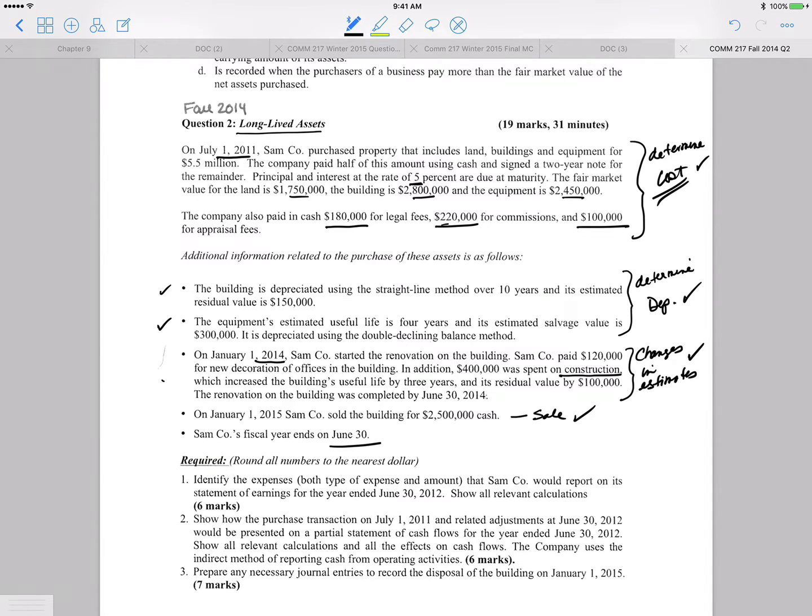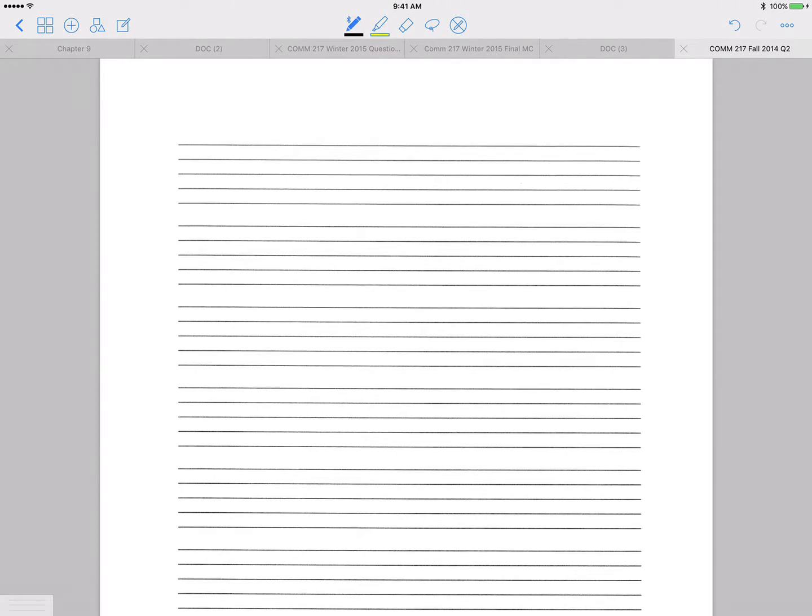So one way to do this question is to understand what is going on. And the best way to do this is a timeline, because this story starts in 2011 and it ends in 2015. So at the beginning of the story, which is July 1, 2011, we bought land, building, and equipment. And we paid cash.